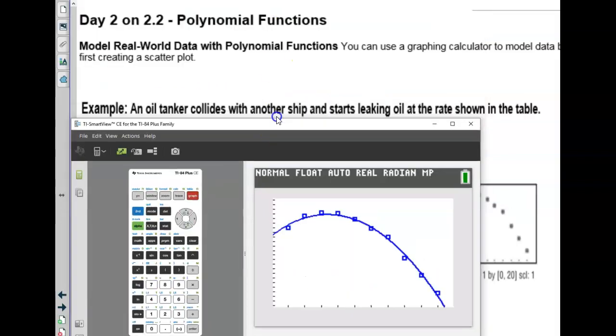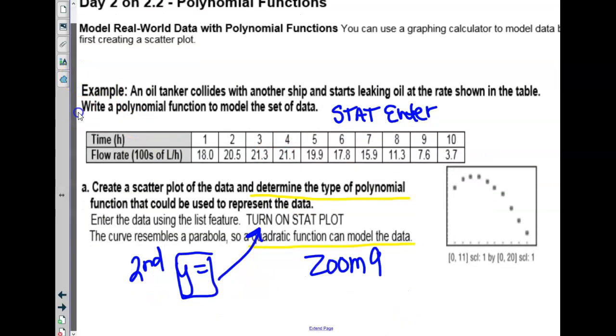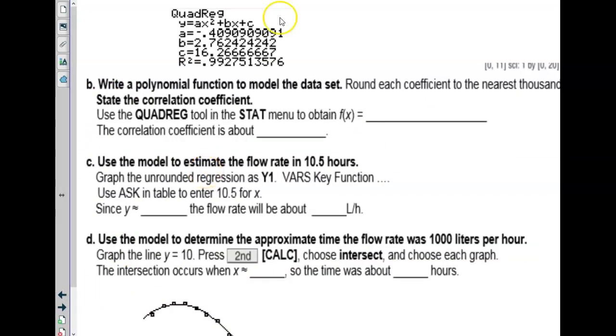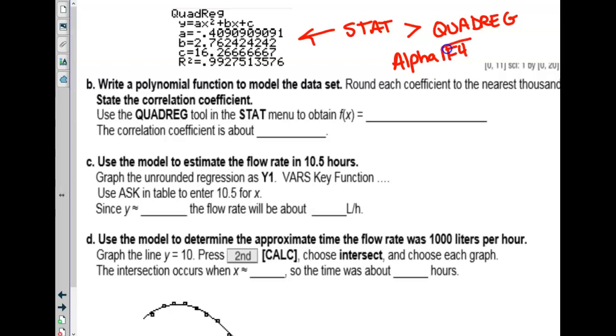Okay, so let's go back to the question. This is what we got on the calculator. And to get this answer, we did stat, right arrow. We chose quadreg. And then does anybody remember the shortcut? It was alpha and F4, right? Is the trace to find the y. That was our new shortcut. Okay, write a polynomial function. So it gives us this.